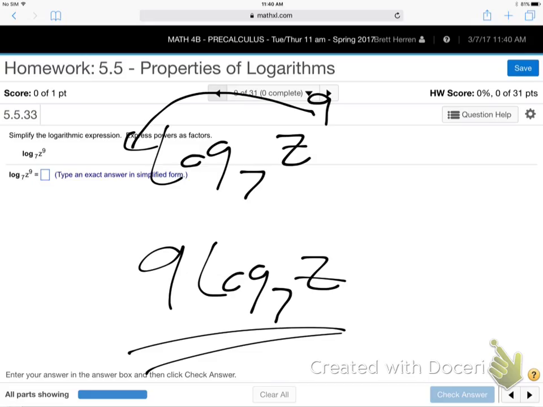Anyway, there's the answer. They said express powers as factors. Do you understand their lingo? Powers, that was a power. Now it's multiplied, meaning it's a factor. A factor is a thing multiplied. So we did what they wanted. Take the powers and make them multiplied. All right.